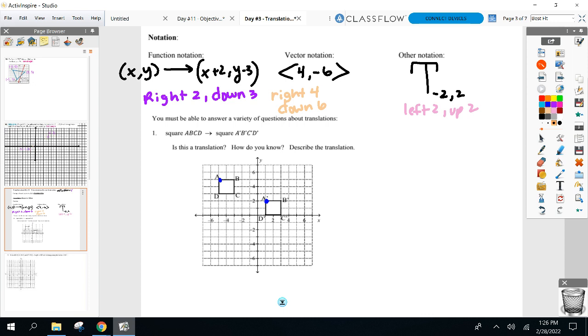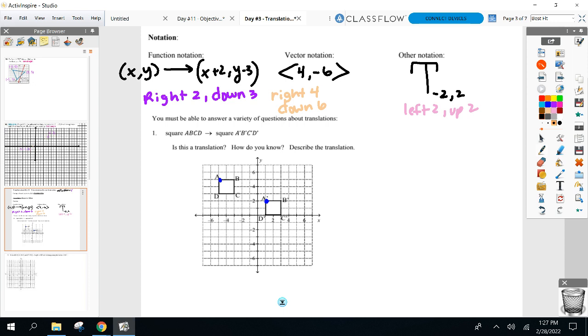If this is actually a translation, that better be the rule for B, C, and D. That right 6, down 3 better be the rule for those 3 points. So go ahead and check. Do I get from B to B prime, C to C prime, and D to D prime by doing those rules? If it only works on 3 and not the last one, it's not a translation. It's got to be the same direction and distance for all 4 of them.